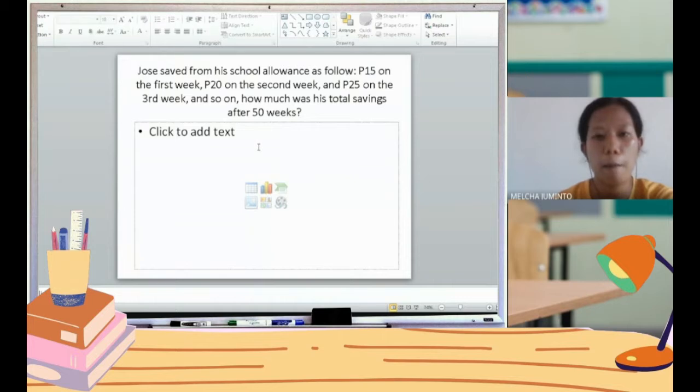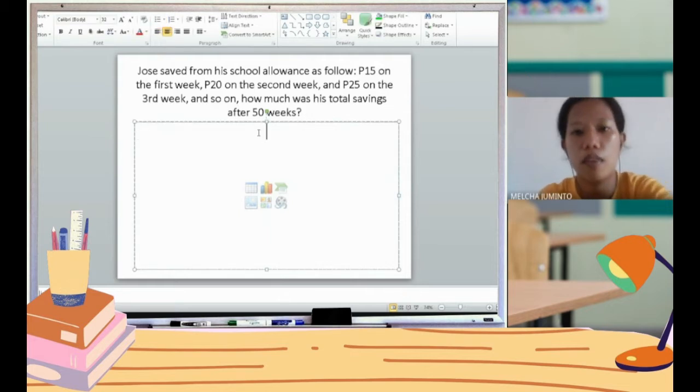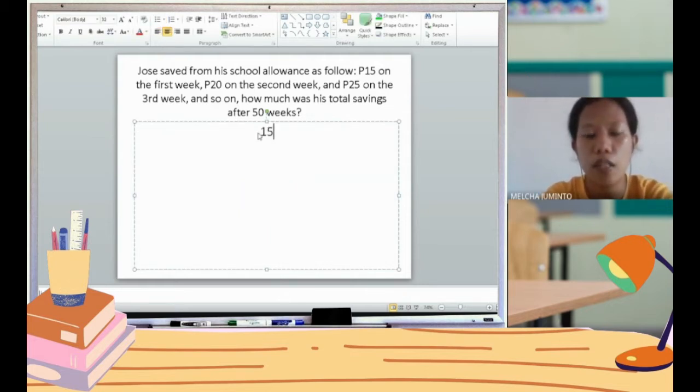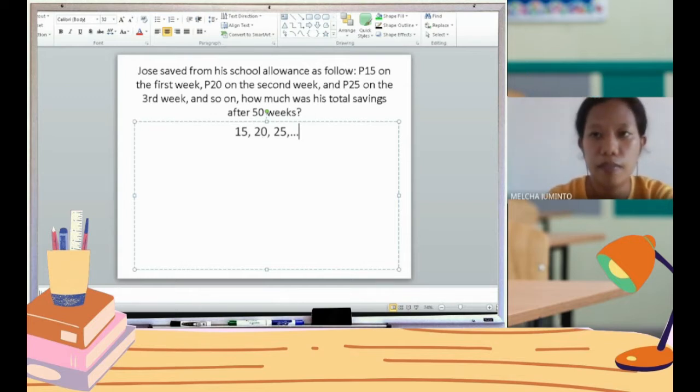So with this word problem, the first thing that we need to decide on is to choose between arithmetic or geometric, because we already know that there is a pattern involved with the numbers: 15, the savings on the first week, followed by 20, and the next is 25. So we can see that there is a pattern here. But what is the sequence involved in this pattern? Is it arithmetic or geometric? What do you think?